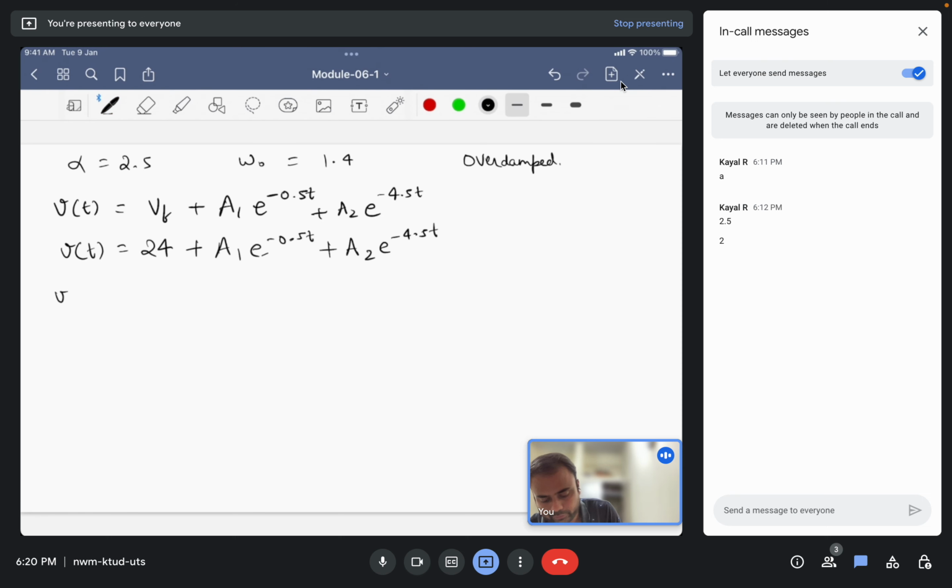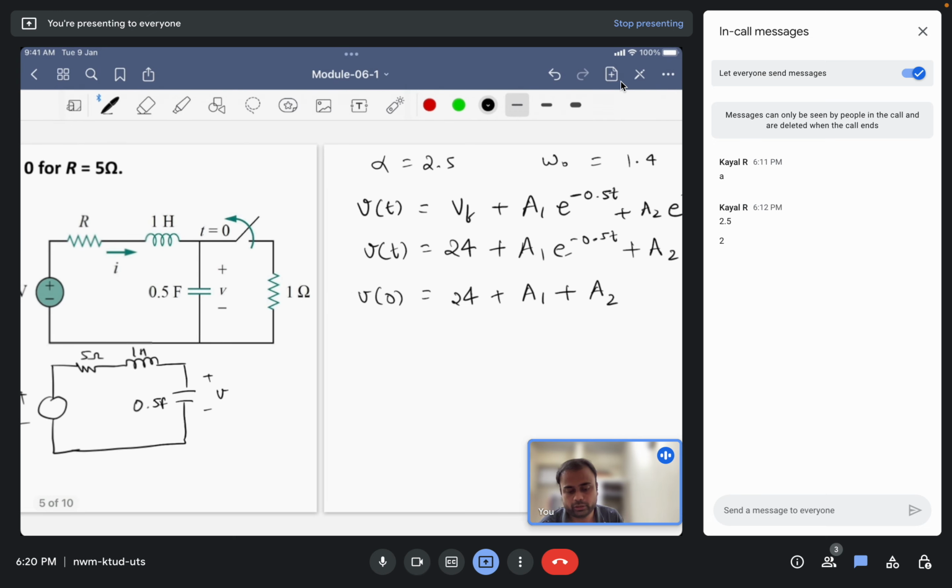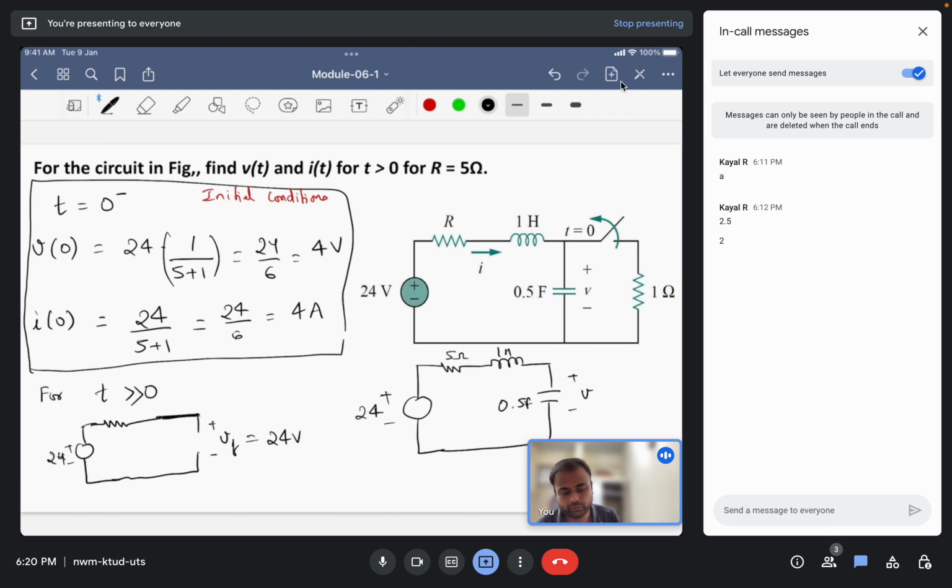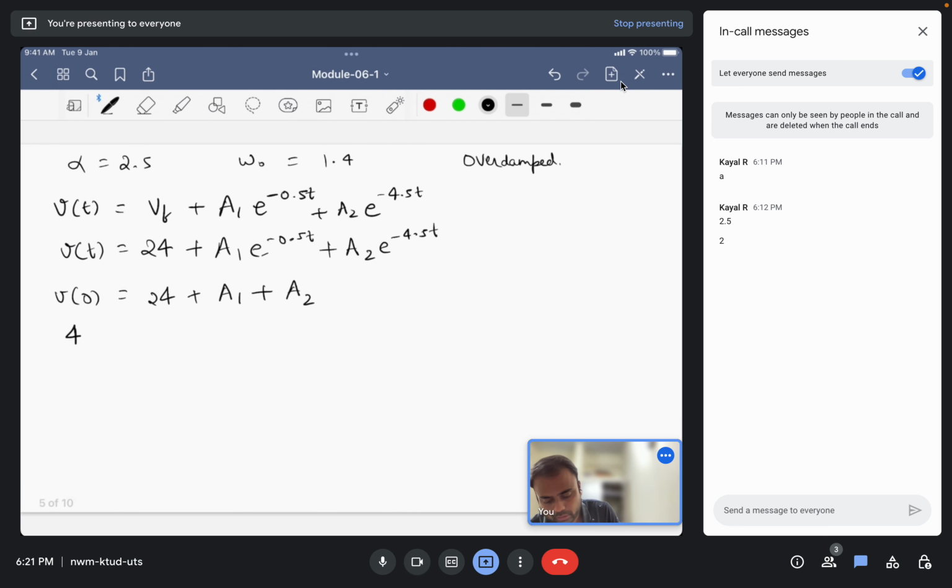So V at 0 will become 24 plus A1 e to the power 0, which will be 1. So that portion is gone, and again e to the power 0 is 1. So it is A1 plus A2, and we already know V0. V0 is 4 volts. So let us substitute that: 4 is equal to 24 plus A1 plus A2. So therefore, the first part we will be getting, I'm just writing the parts here, A1 plus A2 will be minus 20. Okay, so this portion is now done.